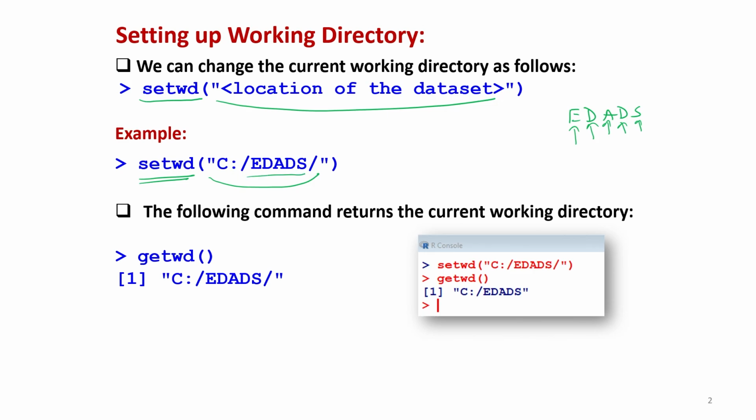After that, if you want to know the working directory in which you are working at present, the command is getwd, get working directory. If you use this command getwd with just the parentheses, you will get the location of this directory. I will try to show it on the R console also.